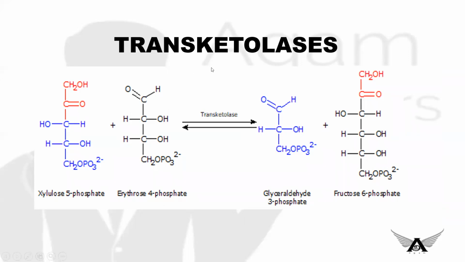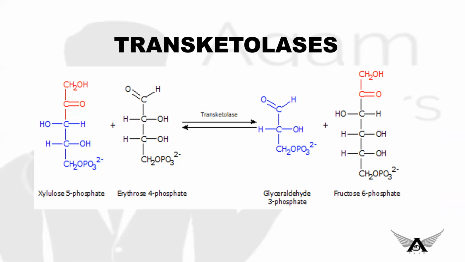From the name itself, we can understand that transketolases involve the transfer of a ketone group from a ketose sugar to an aldose sugar. So this is what happens. This is an example. Xylulose 5-phosphate and erythrose 4-phosphate combine to form glyceraldehyde 3-phosphate and fructose 6-phosphate. From xylulose 5-phosphate, the ketone group, CH2OH group, is transferred to erythrose 4-phosphate so that it becomes fructose 6-phosphate, and this becomes glyceraldehyde 3-phosphate. Like this, many reactions depend on the transketolase enzyme.